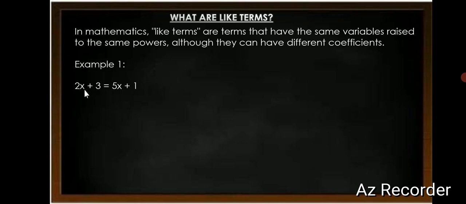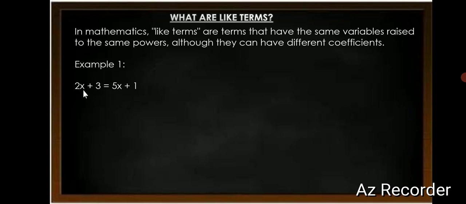We have 2x plus 3 equals 5x plus 1. The variable in this case is x. The power of x on the right hand side is 1. There is an invisible 1 here. And the power of x in this case is also 1. So they are like terms, even though their coefficients are different. In this case, we have the coefficient of 2, and in this case, we have the coefficient of 5.